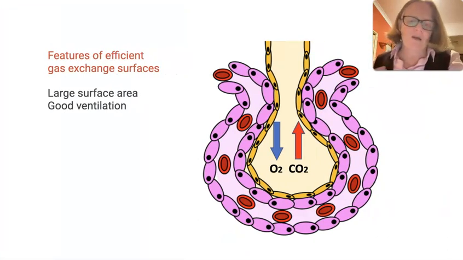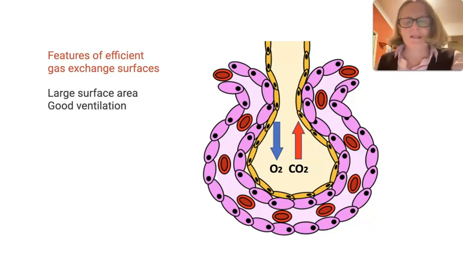We have to think about the features of an efficient gas exchange surface. So we're thinking about how to promote diffusion from the air to our blood and from our blood to the air. And there are a number of features that appear in all gas exchange surfaces. So we've already seen that there are lots of alveoli at the end of each of those branching bronchioles, which means there's a very large surface area. In fact, inside an adult human, it's probably about 70 square meters of surface area inside our lungs.